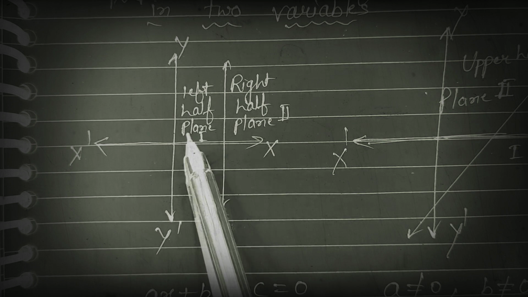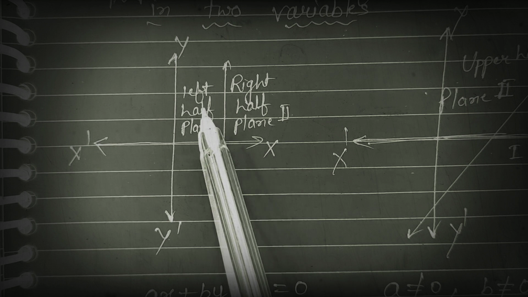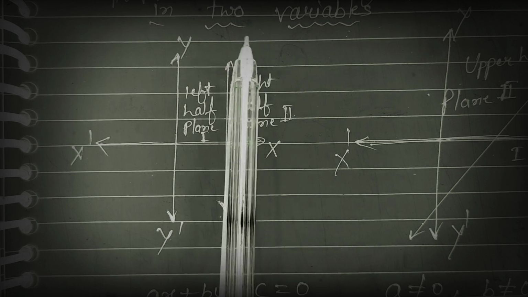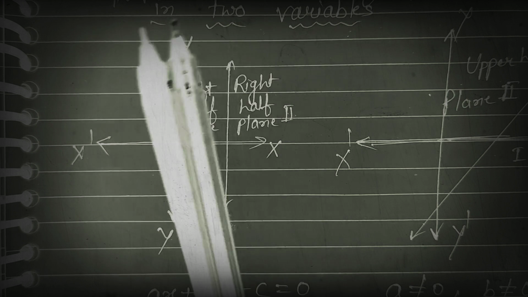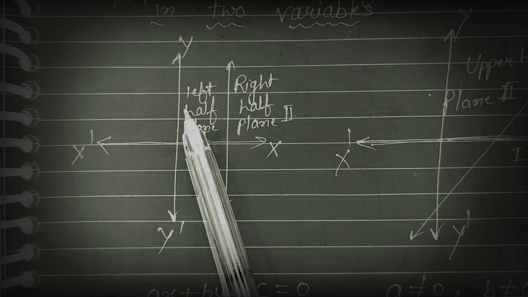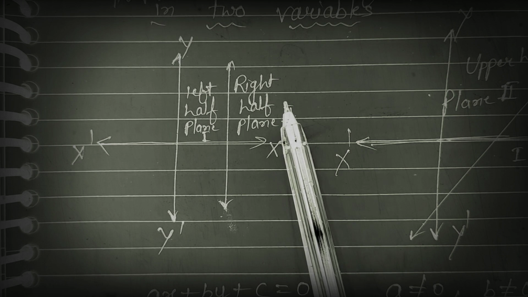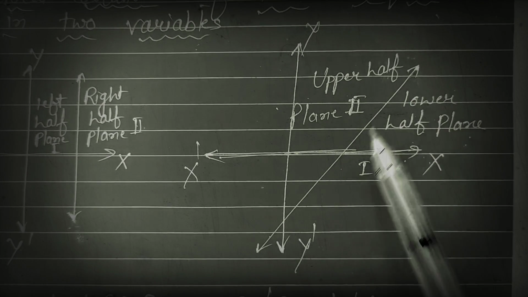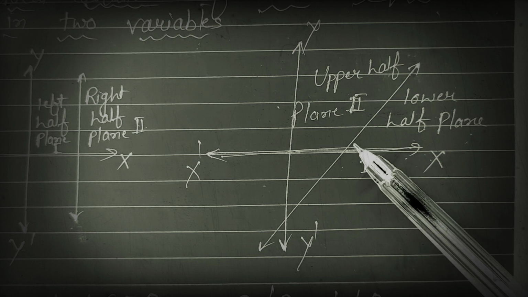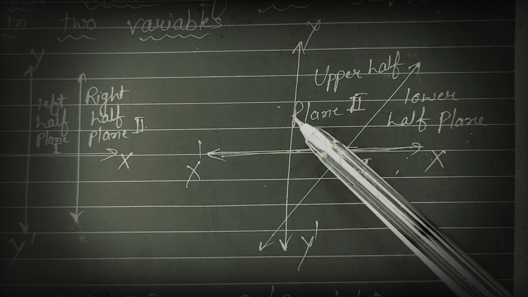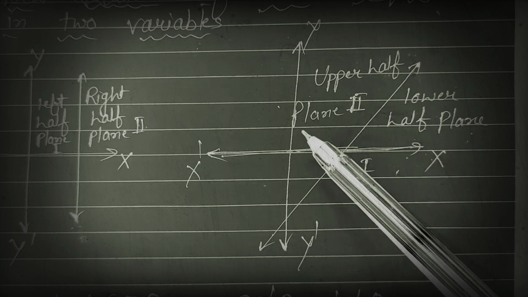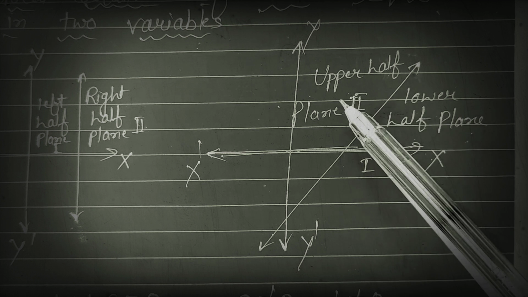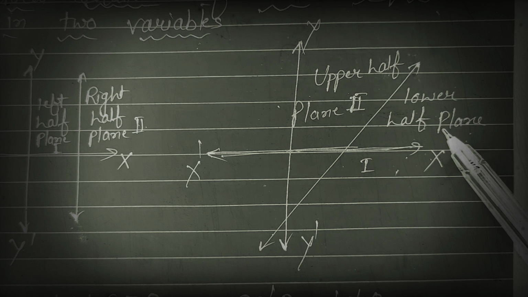This is the first part, suppose this is the second part, and this part is called the left half plane. This is a vertical line. A vertical line divides the plane into two parts: one is the left half plane and the second is the right half plane. Suppose this is a line graph, and this line divides the plane into two parts. This part is called the upper half plane and this part is called the lower half plane.